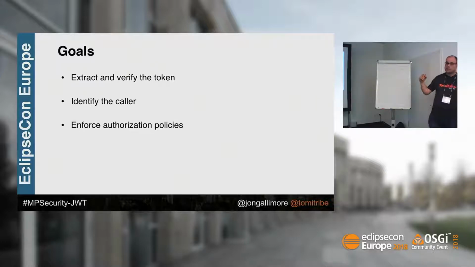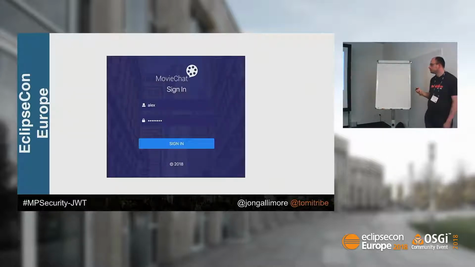What it doesn't focus on is actually generating a token. So in the demo that I'll show you, we have our own access gateway that's generating the token. But inside the TomEE that's running the microservice, we're going to extract the token, identify the caller, and enforce any permissions on that token.